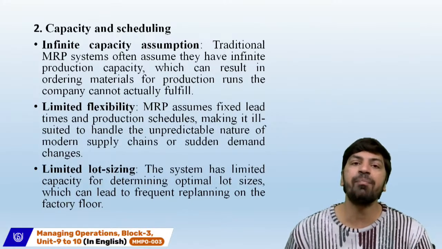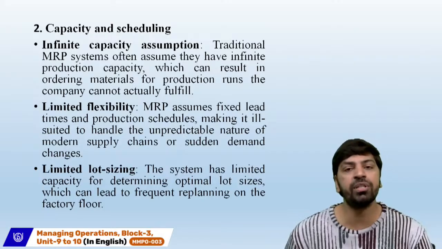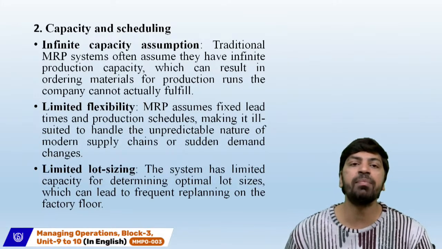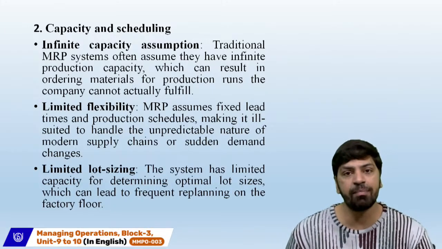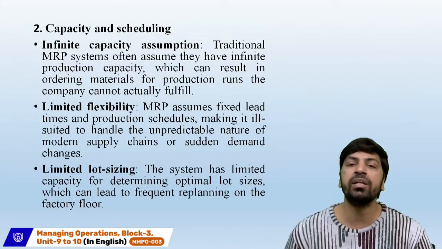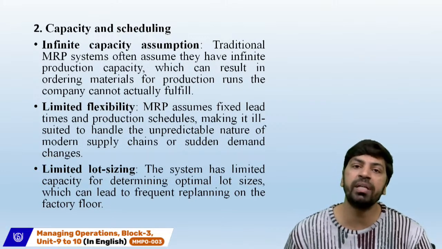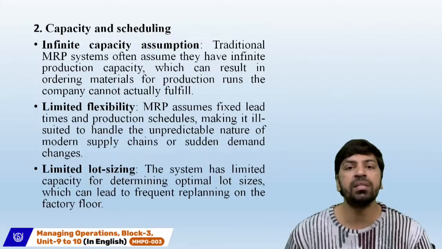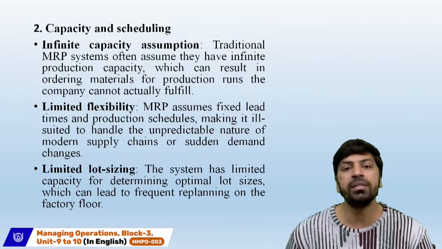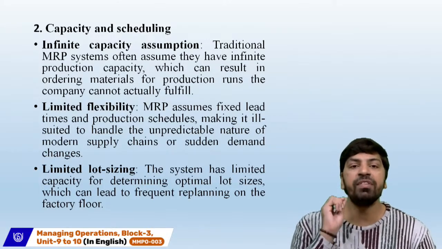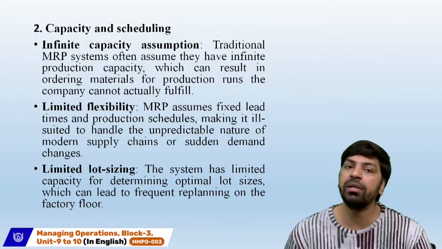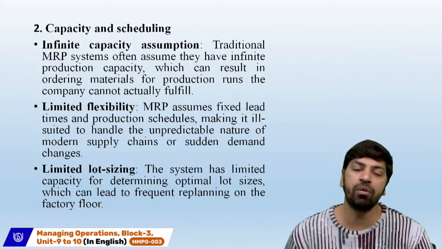The next is capacity and scheduling. An infinite capacity assumption is adopted. Traditional MRP systems assume that they have infinite production capacity, which results in ordering materials for production, but those orders cannot be efficient, and the company cannot actually fulfill those orders.